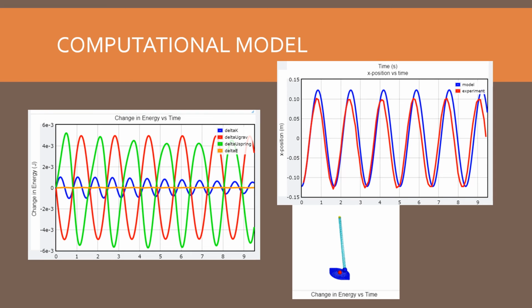So here we can see the values and the models obtained from the results. On your left we have the model of the energy, and as you can see, the orange line is the one that calculates the total energy. To your right, you have the comparison between the computational model and the experiment, which are very close to each other. Still, there's a little difference, and that's because in our experiment, we didn't take into account the drag force.